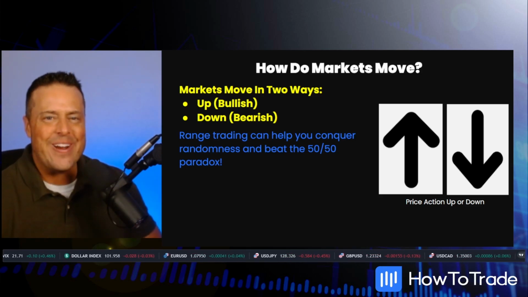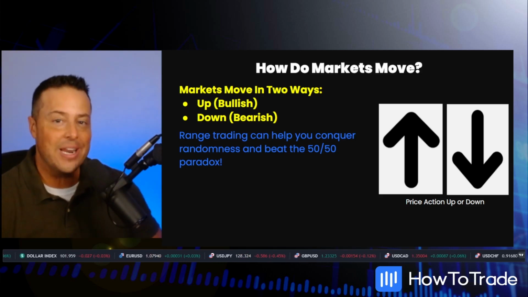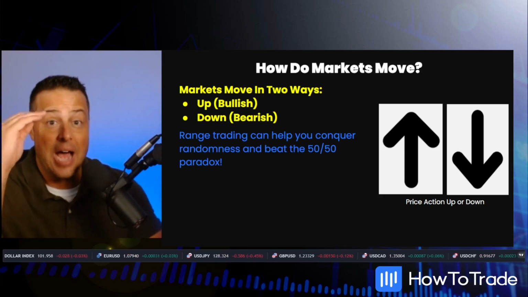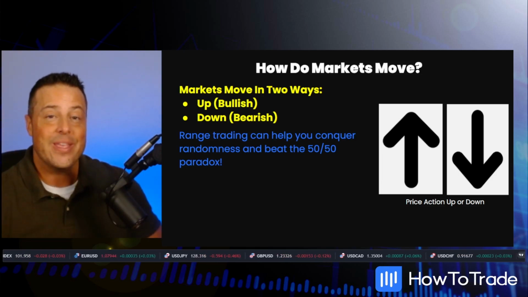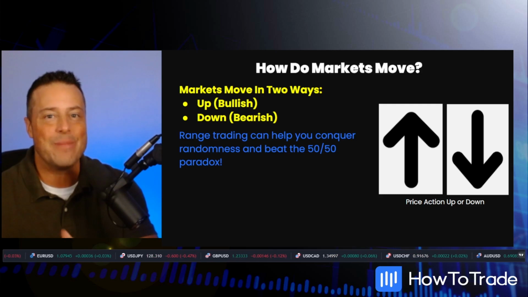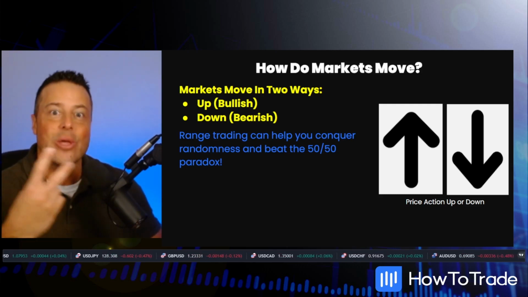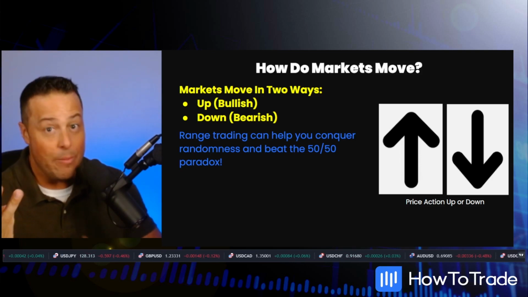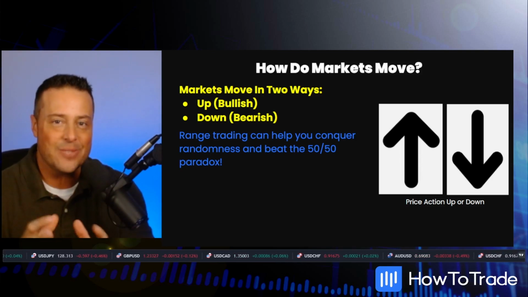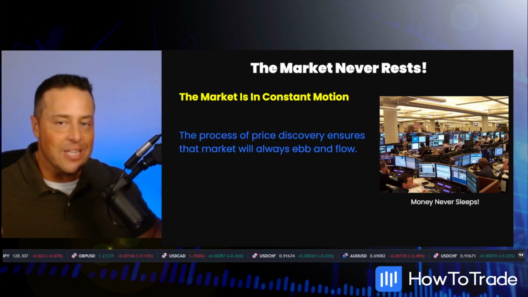Now that's where range trading comes in. To execute a range trade, we have a finite set of market entry points. We simply sell at the top of the range and buy the bottom. In this way, our entries are precise and should be able to conquer randomness and beat the 50-50 paradox. Essentially, we define a range, locate our entry, align risk to reward to a minimum of 1-to-1, and a positive expectancy trade is constructed.